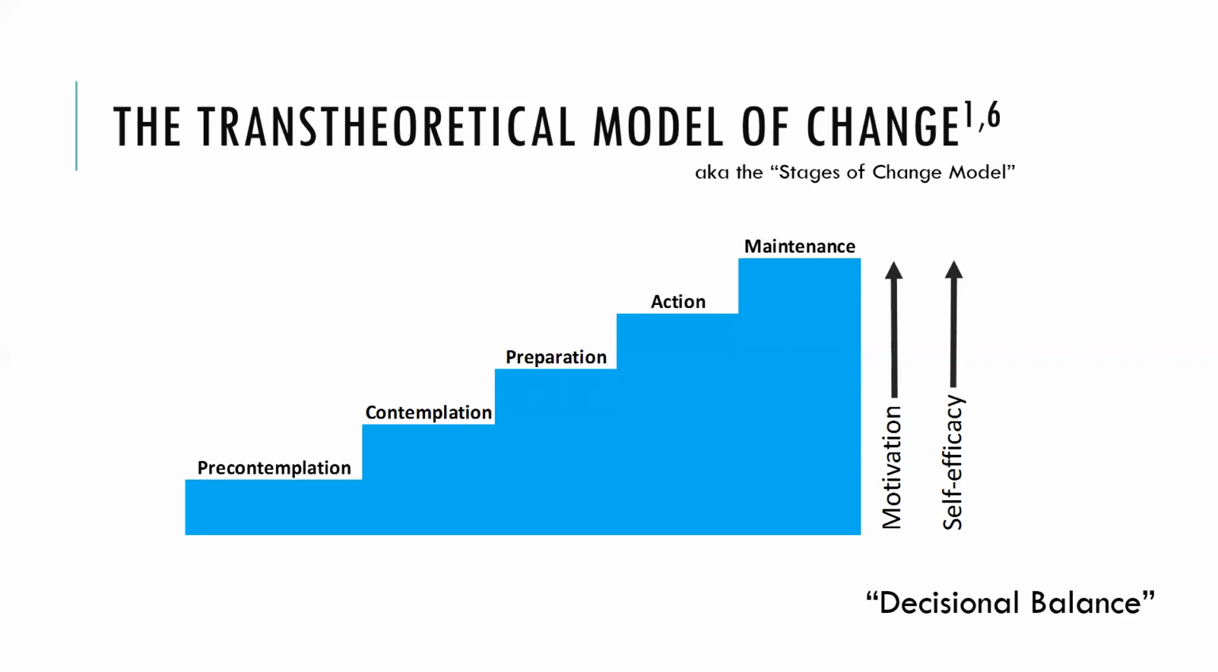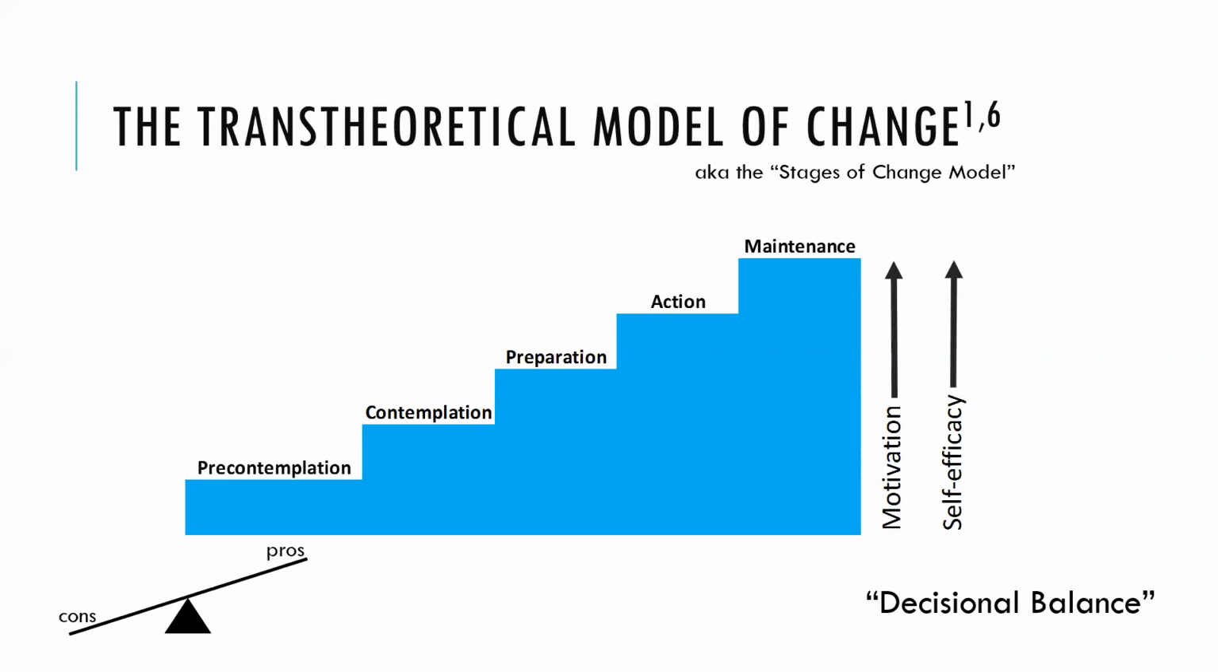The TTM is not fully linear, though, so patients may move back and forth between phases, and this can even happen within a single counseling session. The first phase is pre-contemplation. At this point, the patient has no intention of changing and is resistant to change. In the patient's mind, the cons of changing clearly outweigh the pros.